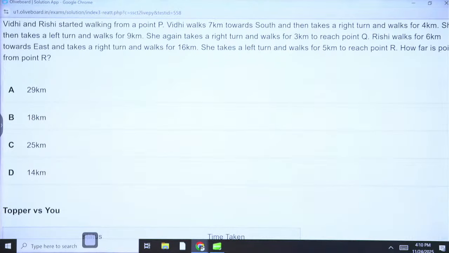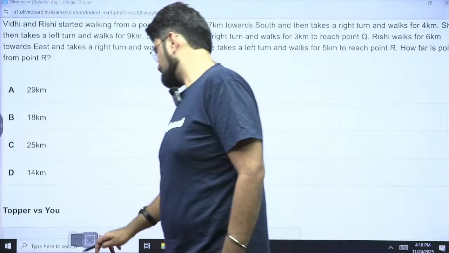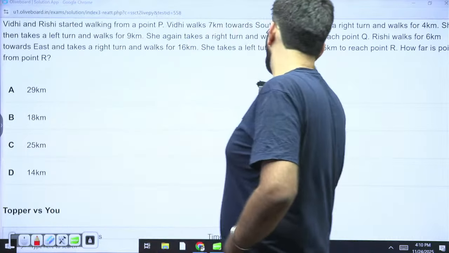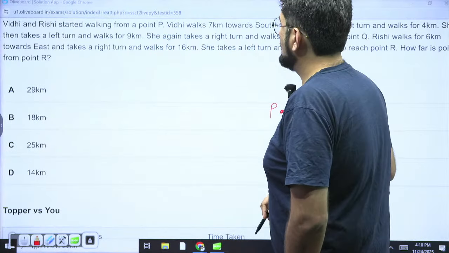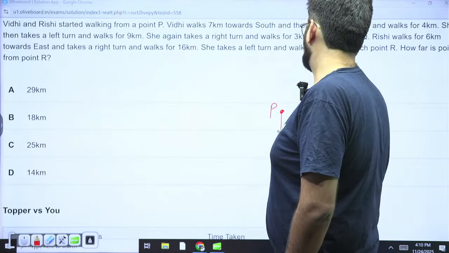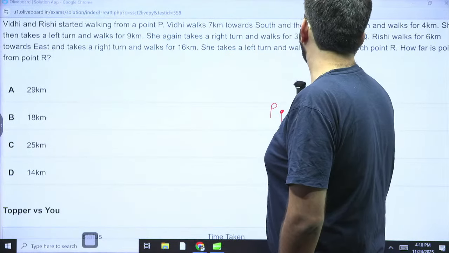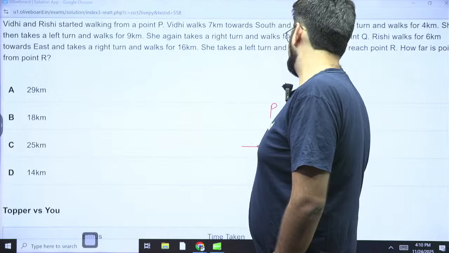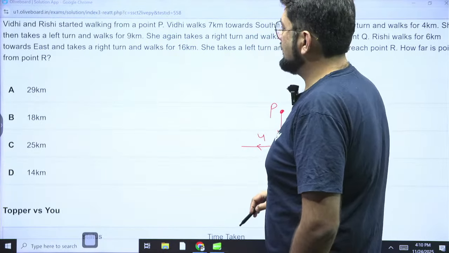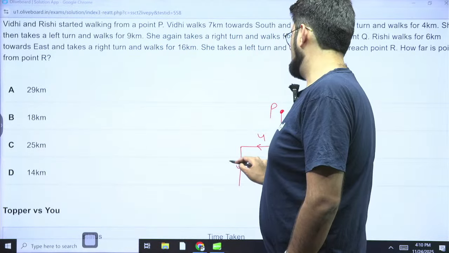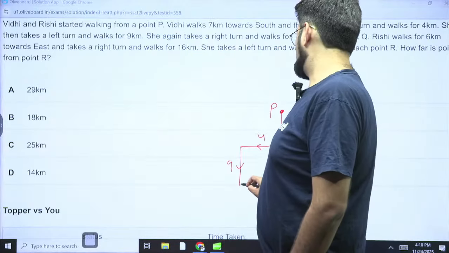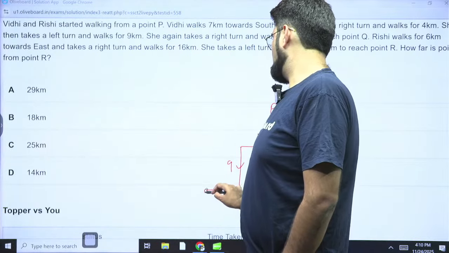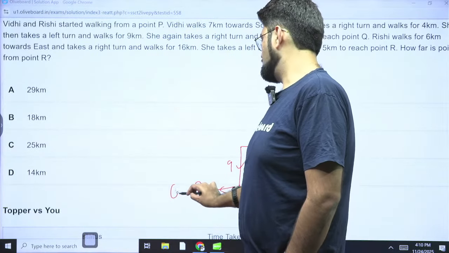Okay. Vidhi and Rishi started walking from a point P. Perfect. Vidhi walks 7 kilometers towards the south and then takes a right turn and walks for 4 kilometers. She then takes a left turn and walks for 9 kilometers. This is Vidhi. Again takes a right turn and walks for 3 kilometers to reach point Q. This is Vidhi.